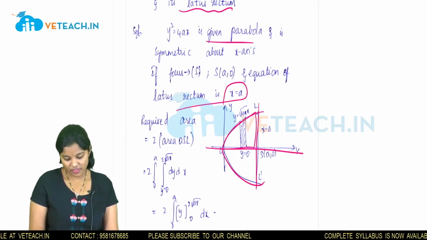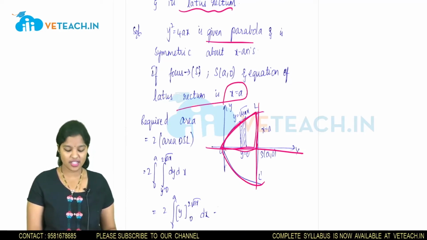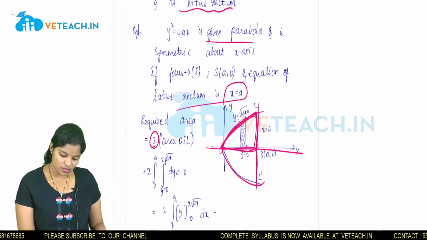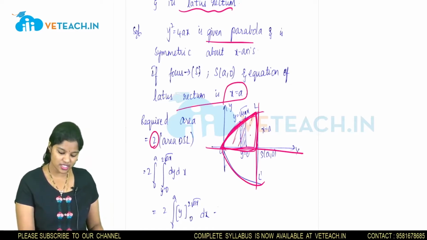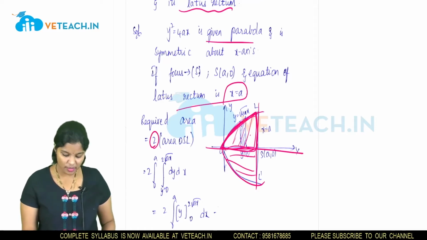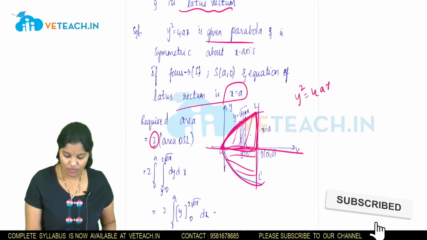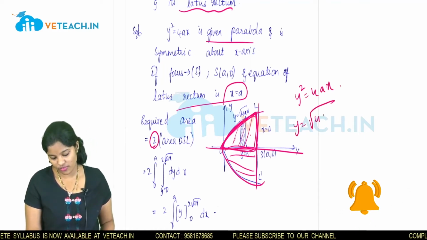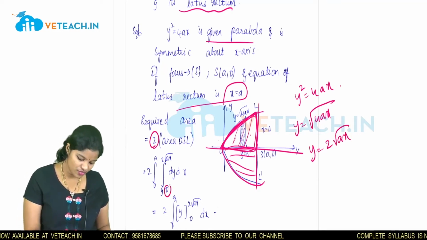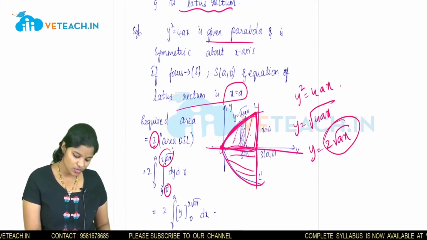As it is symmetric, if we find the area above the x-axis and double it, that is enough. That's why I am taking 2 times this area, because both are symmetric. That means this area is the same as this area, so I am taking 2 times. Now the integration limits: in the question, y square equals 4ax, that means y equals root of 4ax, that is y equals 2 root ax. So y ranges from 0, the origin, to 2 root ax.